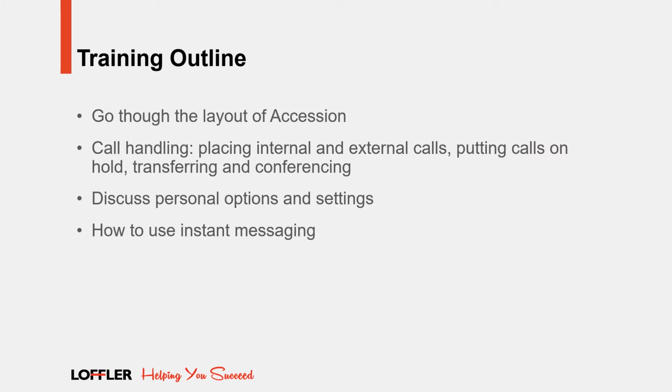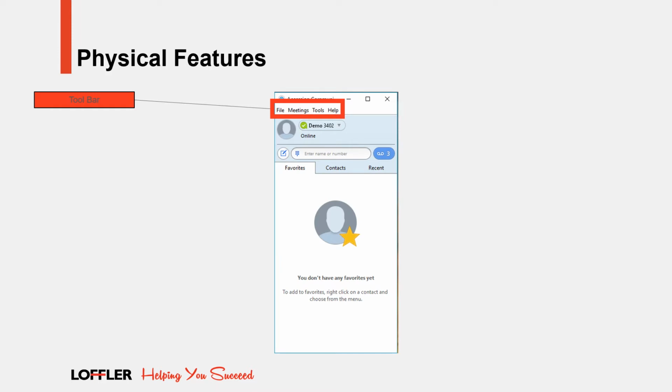In this training, we will go through the layout of the Accession Desktop Client, go over call handling, which includes placing internal and external calls, putting calls on hold, transferring, and conferencing. We will discuss the personal options for your client and where to change settings. We will then go over instant messaging. We will start with the layout.